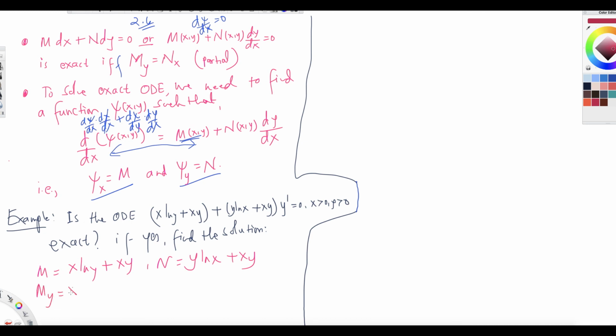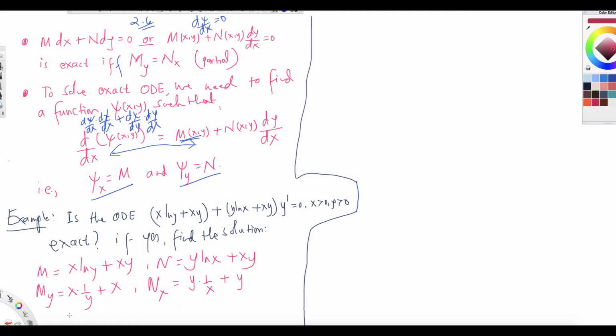x is considered as a constant here, times 1 over y, right? And then plus, this will be just x, because we are differentiating with respect to y. So x is considered as a constant. Only the variable is y here. Similarly, what is n sub x? Because for exactness, you need these two to be equal, right? N sub x will be y times 1 over x, because the derivative of natural log of x is 1 over x. And then plus, it is just y, right?